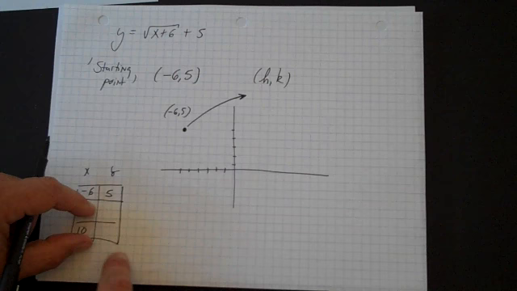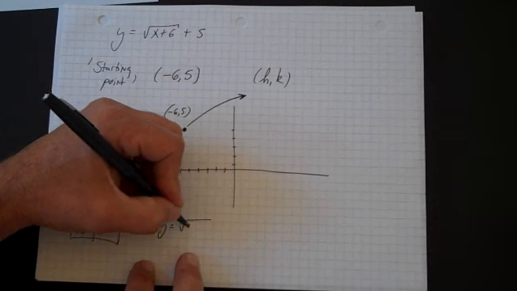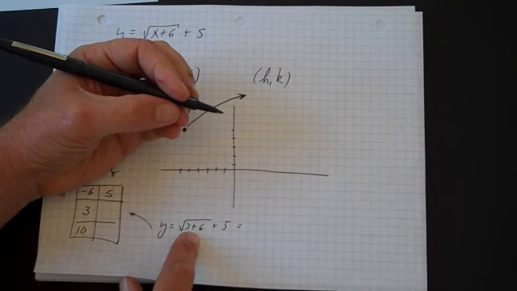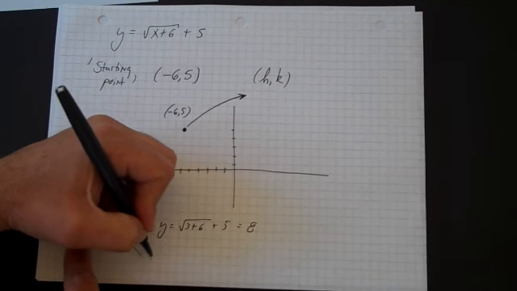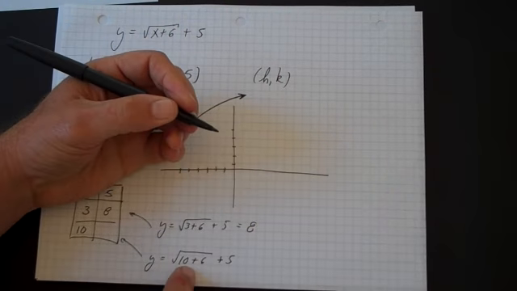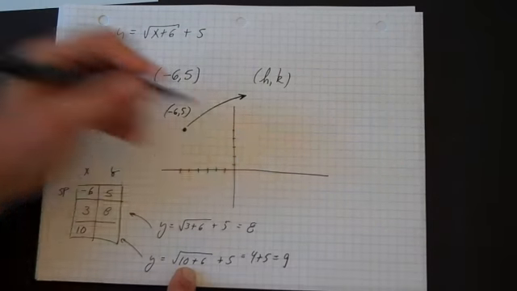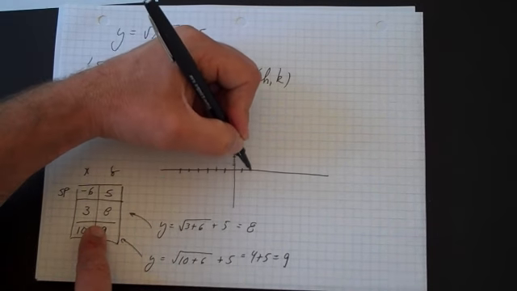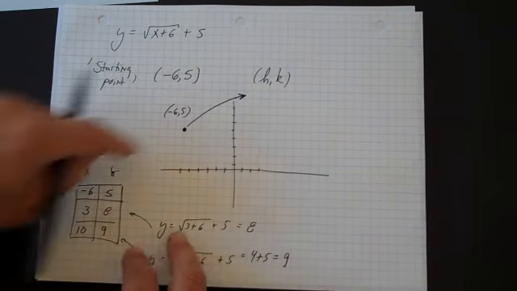And then you can find the y's by plugging in the x. So this is going to be y is equal to the square root of 3 plus 6 plus 5. 3 plus 6 is 9, square root of 9 is 3, so that's going to be 8. Then plug in 10, and I get y is equal to the square root of 10 plus 6 plus 5. 10 plus 6 is 16, the square root of 16 is 4, so that's 4 plus 5 is 9. So we get the points 3, 8 and 10, 9, and we get the same basic graph.